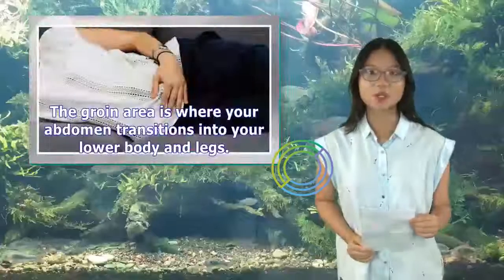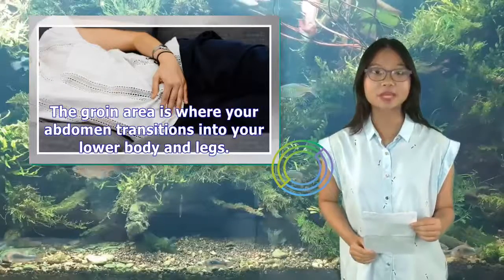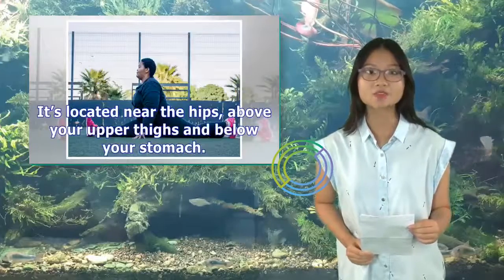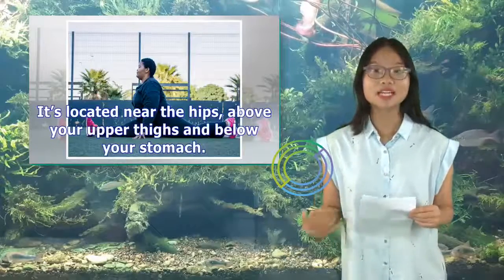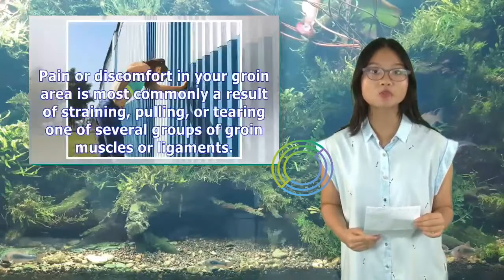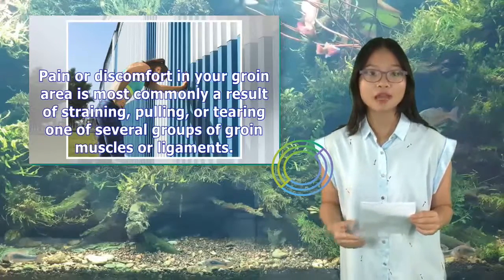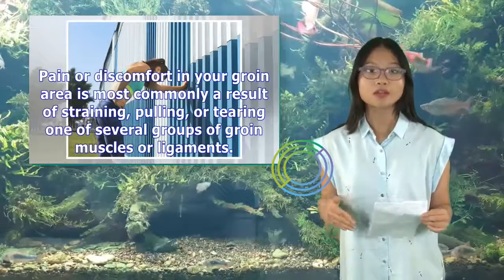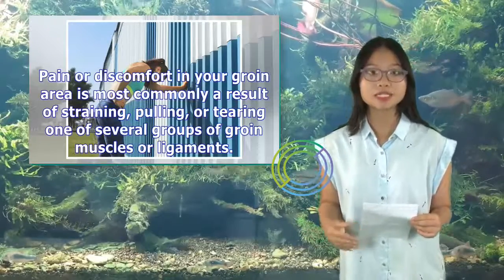The groin area is where your abdomen transitions into your lower body and legs. It's located near the hips, above your upper thighs and below your stomach. Pain or discomfort in your groin area is most commonly a result of straining, pulling, or tearing one of several groups of groin muscles or ligaments.